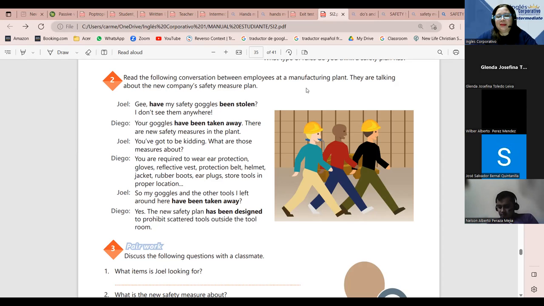Yes, the new safety plan has been designed to prohibit scattered tools outside the tool room. Very good. Thank you very much. Thank you. Now, Nelson and Wilbur, please, role play the conversation.